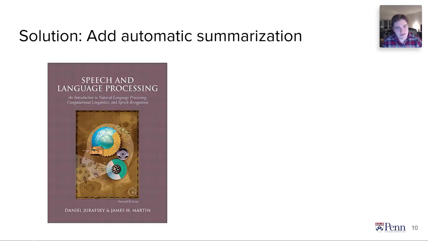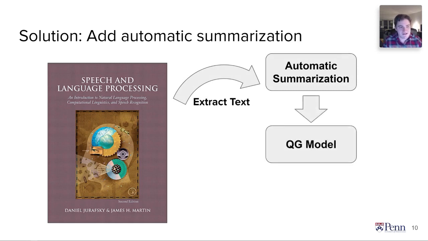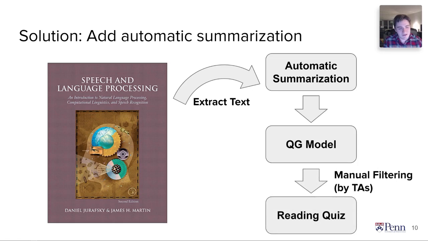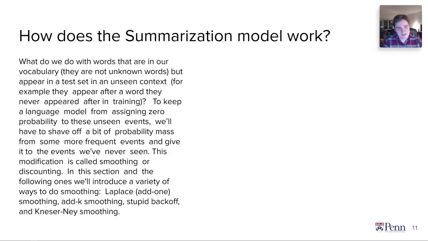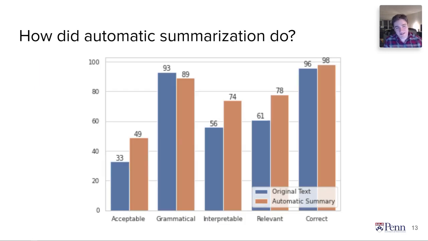So how do we fix this? Our solution was to add automatic summarization. If you pass text from the textbook through automatic summarization and then give it to a question generation model, you're more likely to get relevant questions. The summarization model works by taking in a passage and outputting a passage that has the same content but fewer words. Note that it extracts only the most relevant sentences. If we do this, we actually get a huge improvement. We see improvements in interpretability, huge improvements in relevance, and this corresponds with 50% now, so 1 in 2 questions being acceptable.